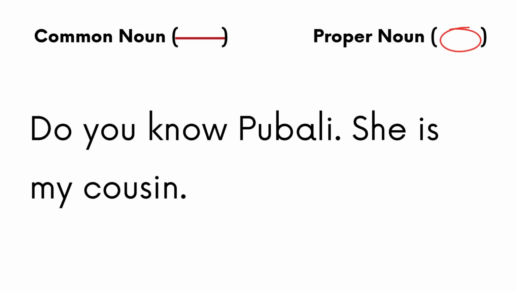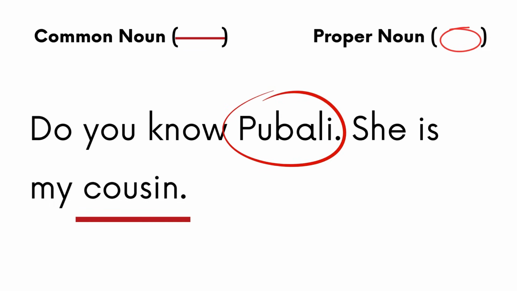In the sentence, do you know Puvali? She is my cousin. Here are the nouns. Common noun, cousin, a general family relation. Proper noun, Puvali, a specific person's name.